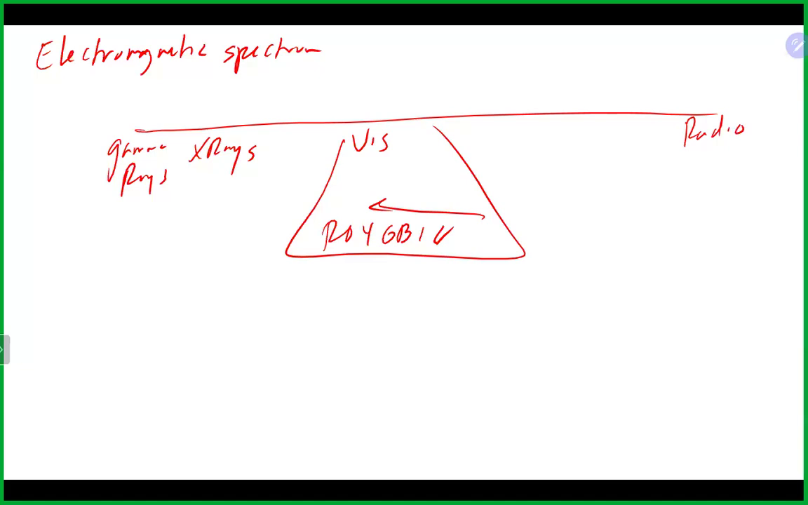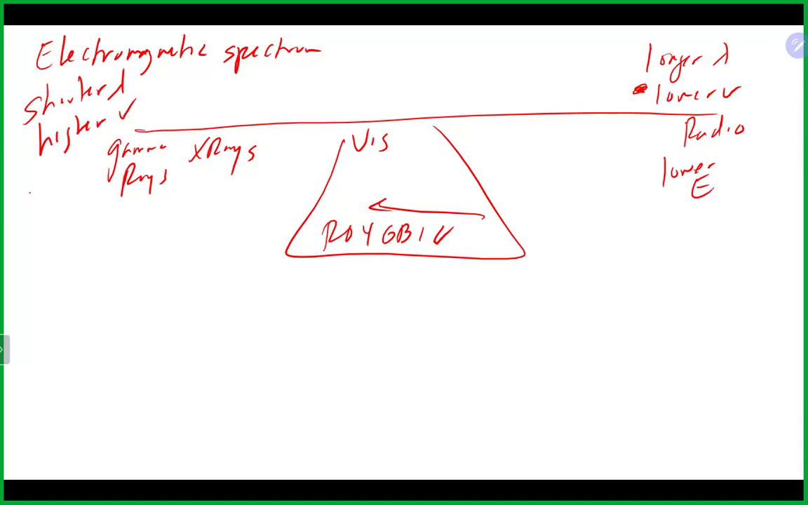Remember that in terms of the relationship between waves and energy, the longer the wavelength, the lower the frequency, and also lower in energy, which would be on this side, as opposed to over here where we have a shorter wavelength, a higher frequency, and a higher energy associated with it. So that again is the relationship between those things.